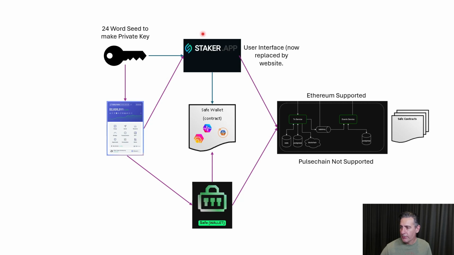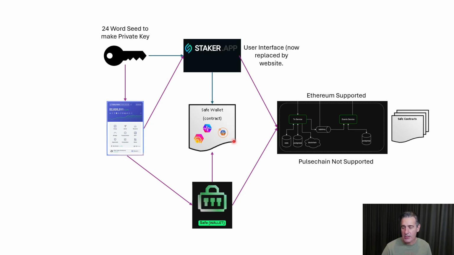So at the moment, when you first created your Staker wallet on the app on your phone, what that actually did is you created a set of 24 words on the Staker app, which was your backup of your Staker wallet, and those 24 words create a private key. And the actual Staker app, the app that was running on your phone, held that private key, and that private key was used to control a safe wallet. A safe wallet's just like a smart contract that can do things on your behalf.